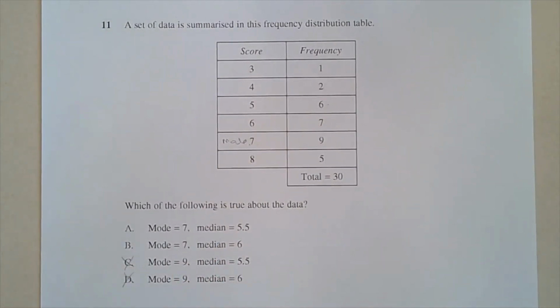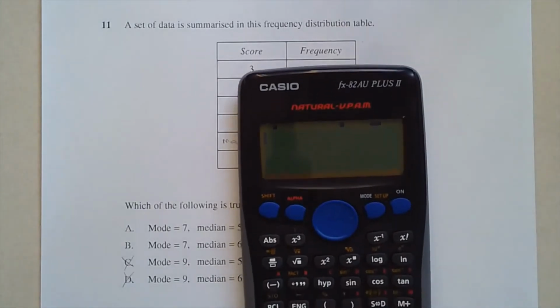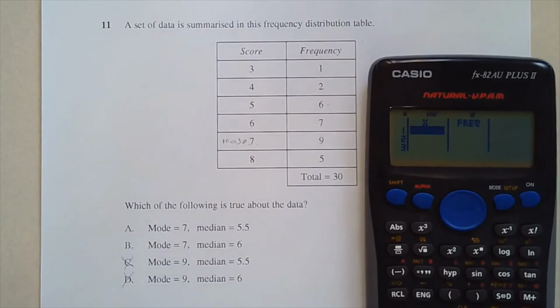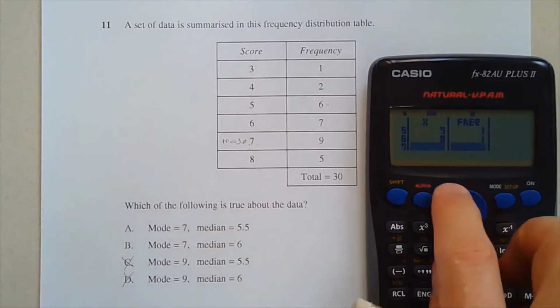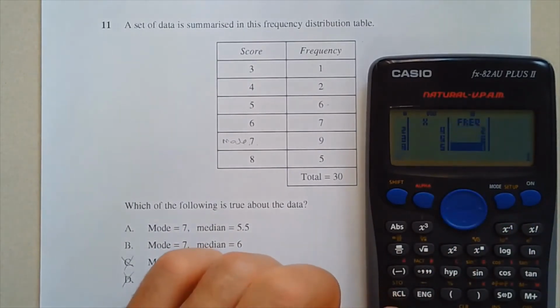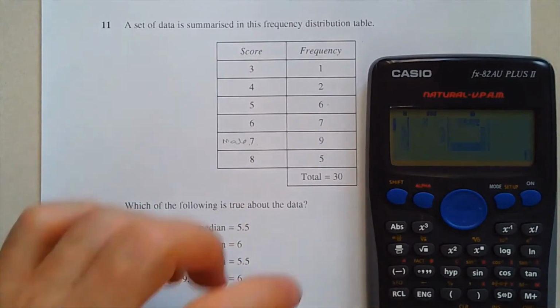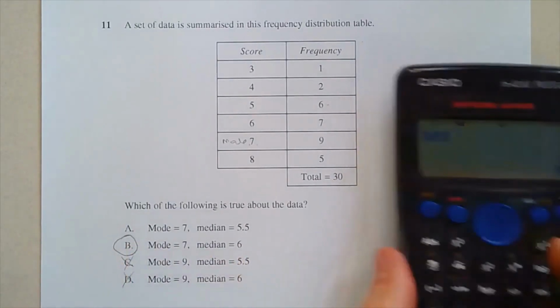option D. Now to work out the median, you can either add a cumulative frequency column, but under pressure there's a reasonable chance that you may get that wrong. Or you could just quickly use stat mode if you're fairly quick at that. I'm just going to enter that in quickly: 3, 4, 5, 6, 7, 8, and then enter the frequencies: 1, 2, 6, 7, 9, and 5. Shift 1, min max 5, median number 4, answer 6. So it's going to be option B.